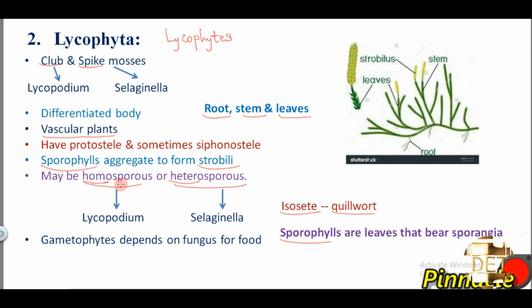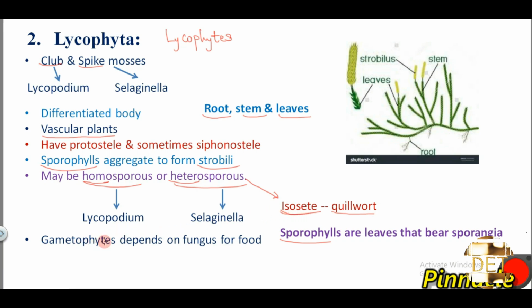Examples of a homosporous lycophyte is Lycopodium. Examples of a heterosporous lycophyte is Selaginella, also known as spike moss, and Isoetes, which is also known as the quillwort. So this is very important. The example of the homosporous lycophyte is Lycopodium. The heterosporous lycophytes are Selaginella and what? Isoetes.